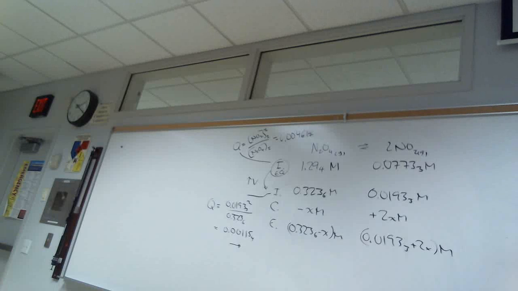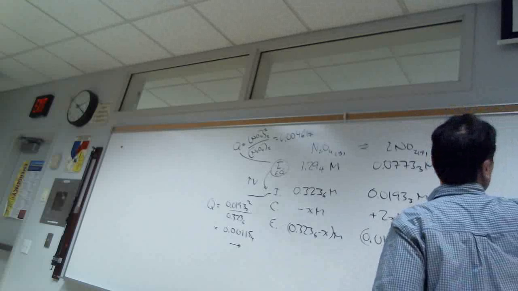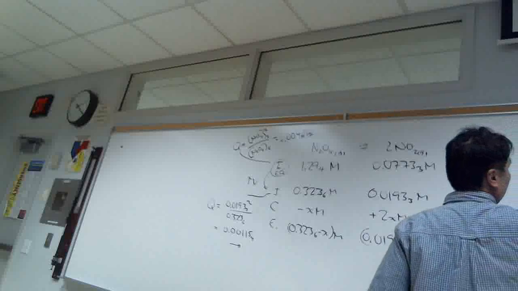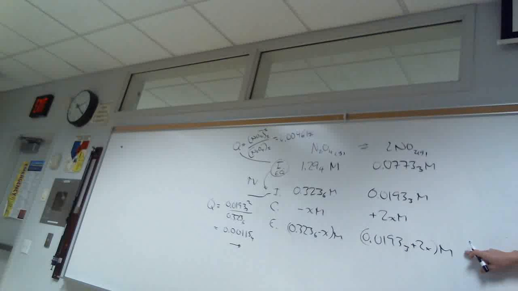Okay, so solving for X, we can use K to do that. Kc is going to equal NO2 at equilibrium squared divided by the N2O4 concentration at equilibrium. So the NO2 concentration at equilibrium is going to be 0.01933 plus 2X, squared, divided by 0.3236 minus X. And this should equal 0.00461.